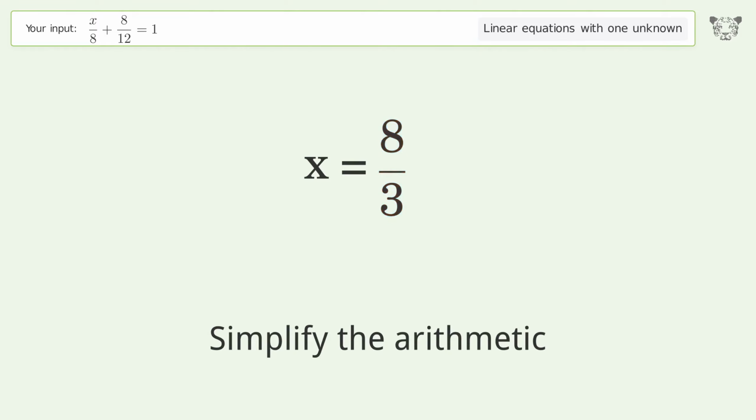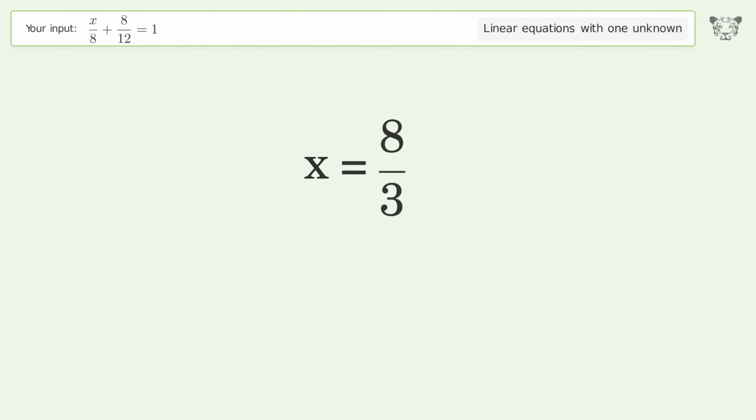And so the final result is x equals 8/3.